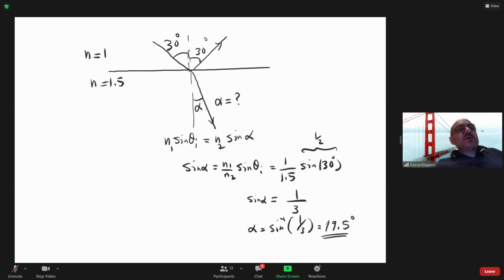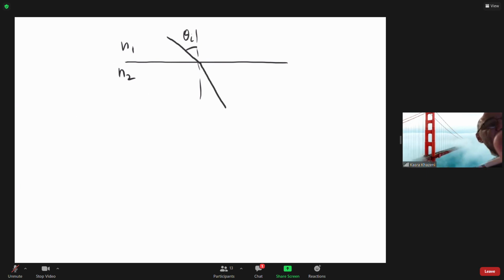Okay? So you can see already in this simple example that the angle alpha is smaller than the incoming angle of 30 degrees. So one of the rules of refraction, with n1 and n2 and angles theta 1 and theta 2, is that theta 2 is smaller than theta 1 if n1 is smaller than n2. So that's one of the rules.